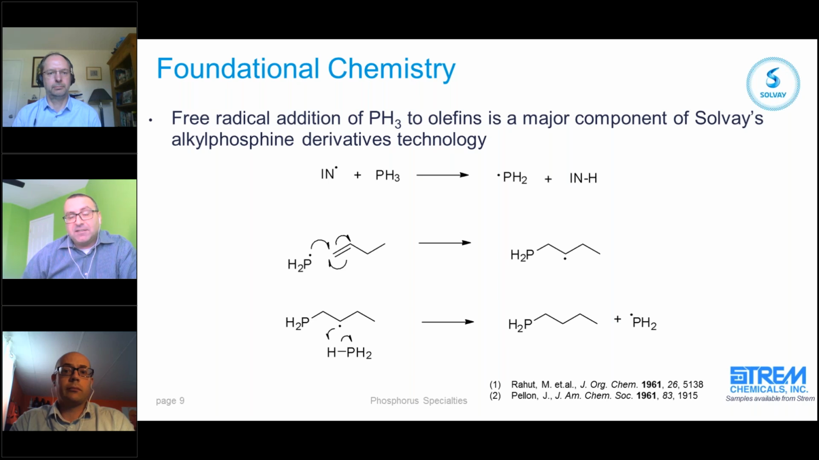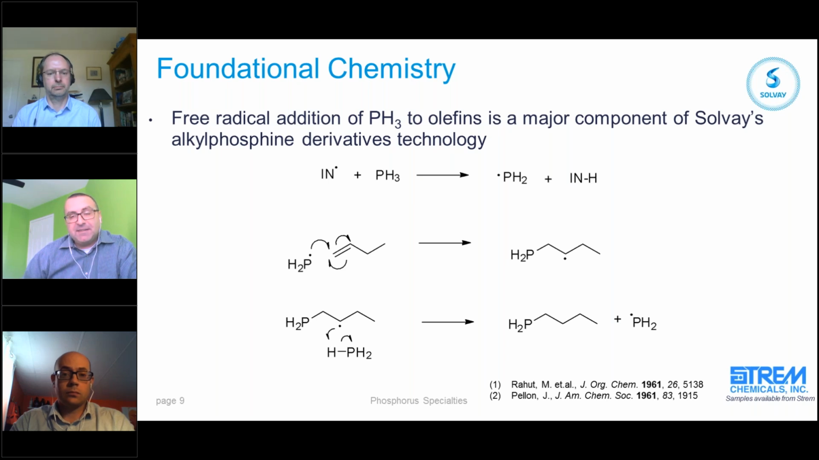That phosphine radical can react with a terminal olefin, such as butene, that's shown in the middle reaction. Of course, through the propagation process of that radical chemistry, you generate the alkyl-centered radical. That alkyl-centered radical is quenched by the phosphine that's present, regenerating that phosphine radical and resulting in the formation of, in this case, monobutyl phosphine.